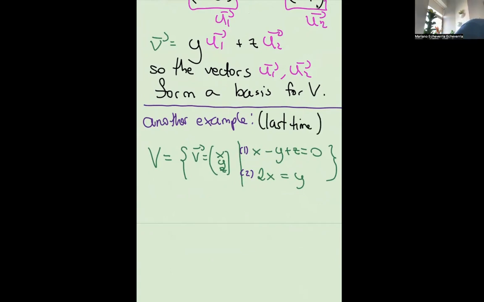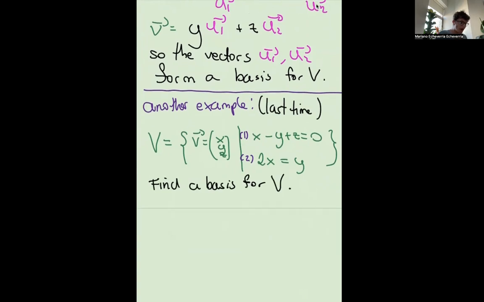Okay. So now let's say you wanted to find a basis for this vector space. Okay, so now you want to find a basis for V. One thing you could do is, again, something similar to what I did before, start trying to solve for one of the variables. And that is very easy when there's only one equation. This case is a little bit more tricky.